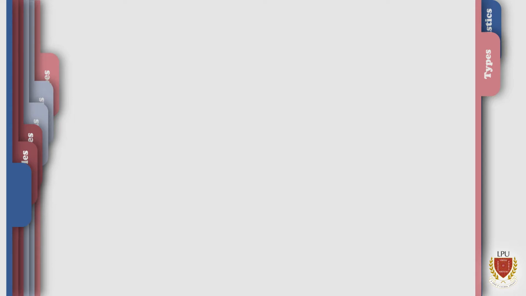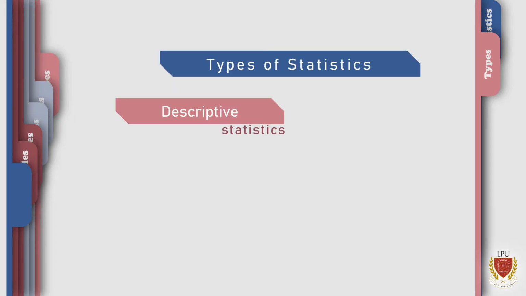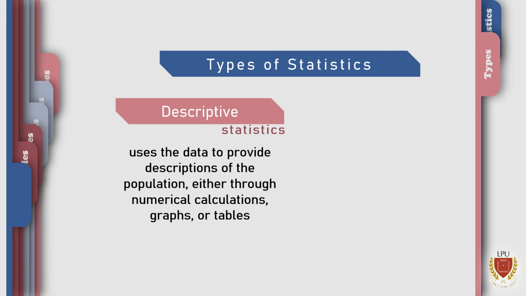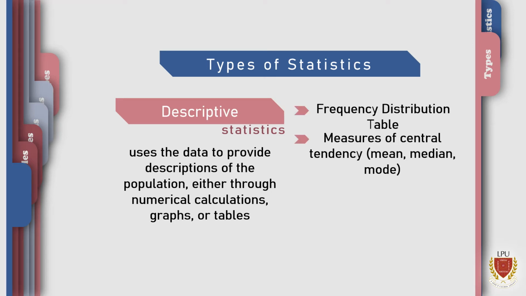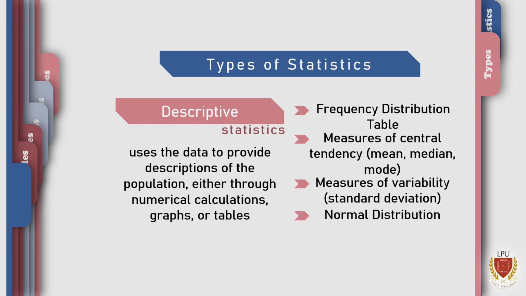Statistics is divided into 2 types. Number 1, descriptive statistics, which uses the data to provide descriptions of the population either through numerical calculations or graphs or tables. The topics included here are frequency distribution table, measures of central tendency, which includes the mean, median, and mode, measures of variability or dispersion, which includes the range, variance, and standard deviation, and lastly, the normal distribution.